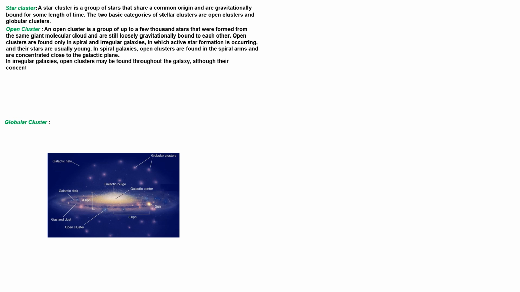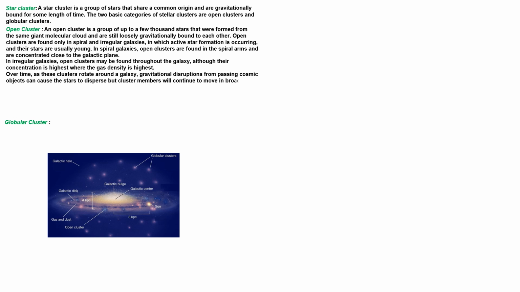gas density is highest. Over time, as these clusters rotate around a galaxy, gravitational disruptions from passing cosmic objects can cause the stars to disperse, but cluster members will continue to move in broadly the same direction through space even though they are no longer gravitationally bound. They are then known as a stellar association.